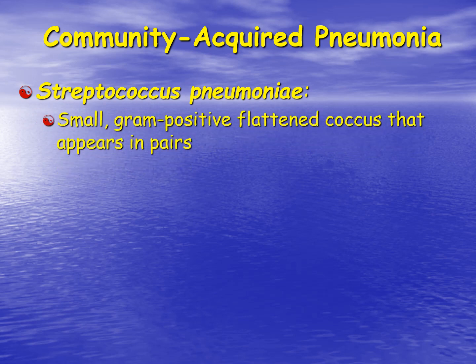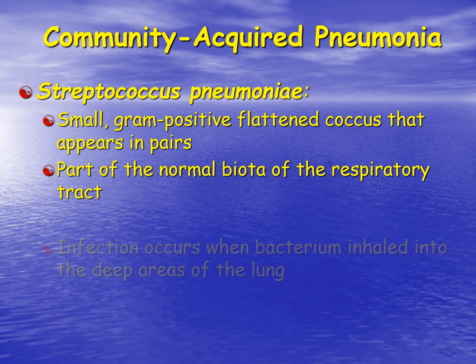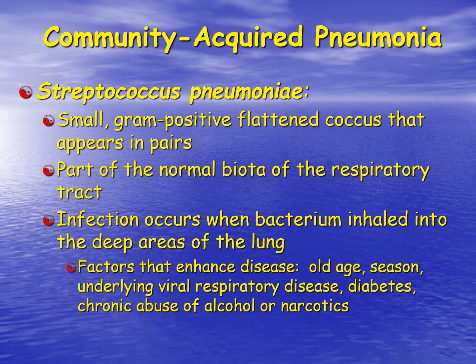Streptococcus pneumoniae: small gram-positive flattened cocci that usually appear in pairs, but they can appear in chains, hence the name strepto. They're part of the normal microbiome of the respiratory tract, but usually in small numbers. Infection usually occurs when strep pneumoniae is inhaled into deep areas within the lungs, down into the alveoli. So factors that enhance strep pneumoniae can include simply old age, seasonal conditions, underlying viral respiratory diseases, diabetes, chronic abuse of alcohol or narcotics, or some other immune compromising disease such as HIV.